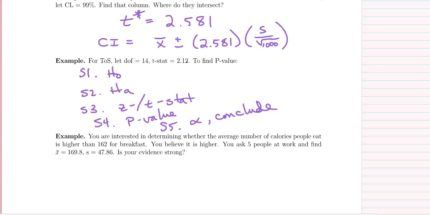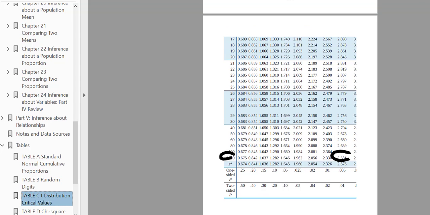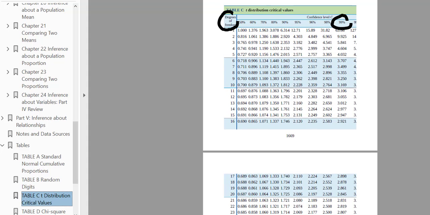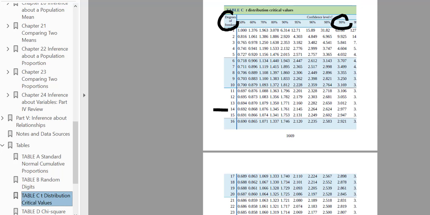So we want to take our t-statistic and our degrees of freedom to find the p-value. Let's go to the degrees of freedom row. Degrees of freedom is the leftmost column. We want to go down to 14. And we know that our t-statistic is the value 2.12. So we want to find where 2.12 lives. And 2.12 lives right here between these two guys, between the 90% and 95% columns.